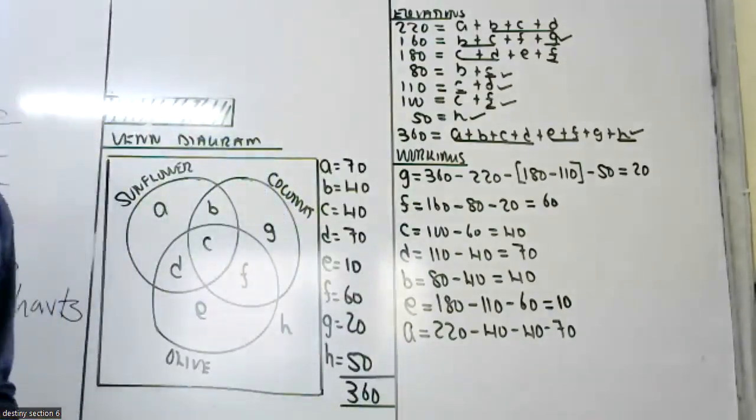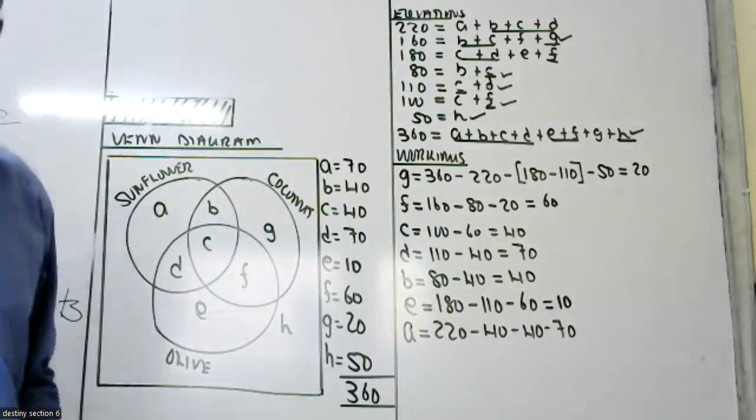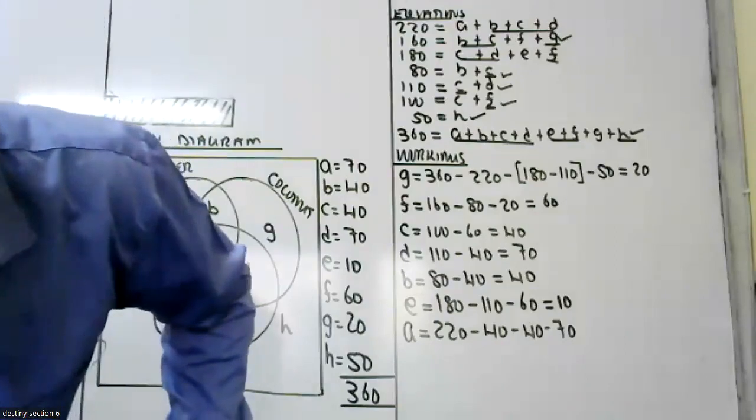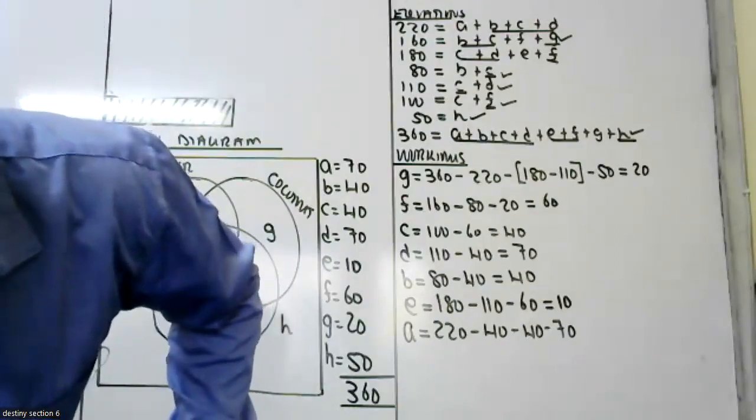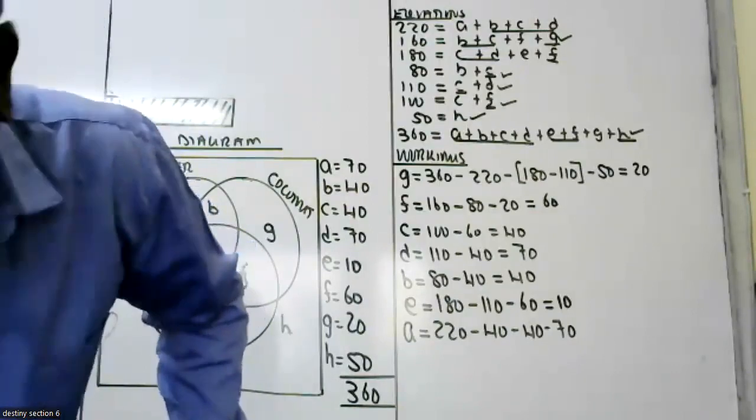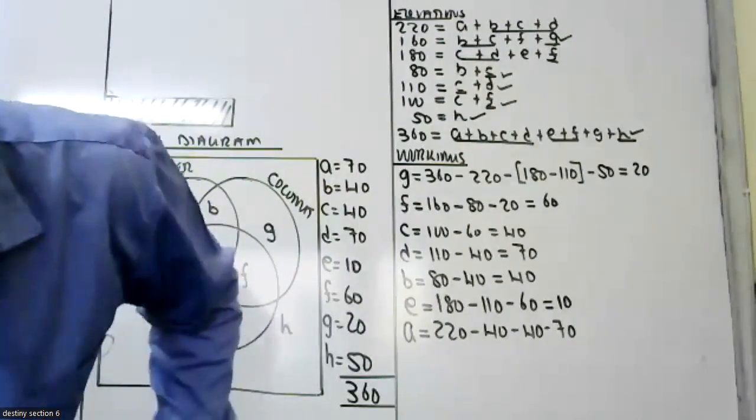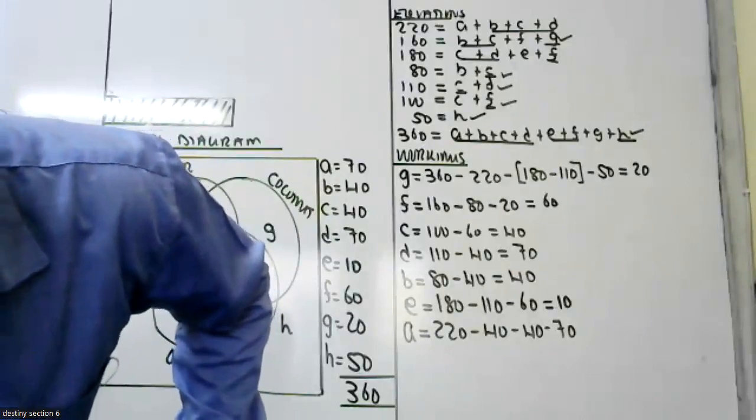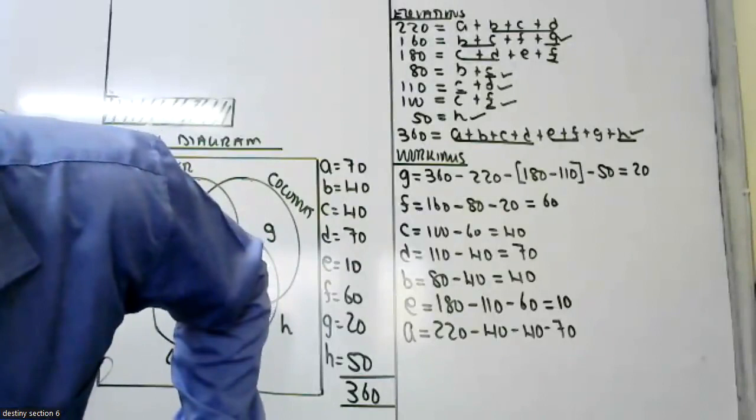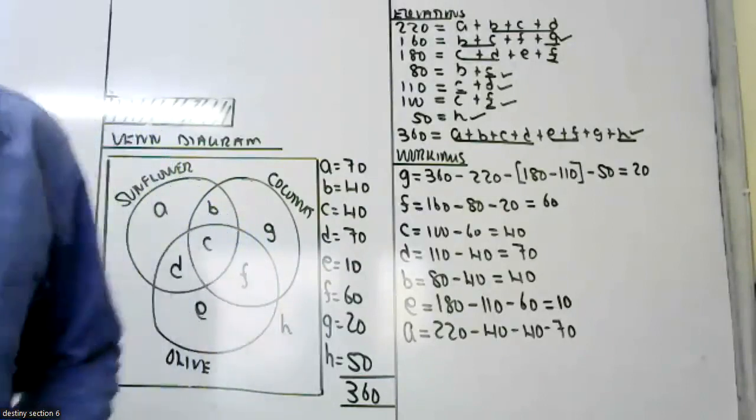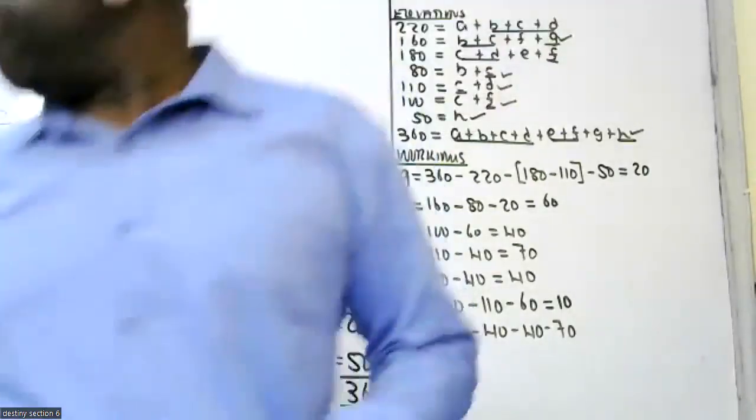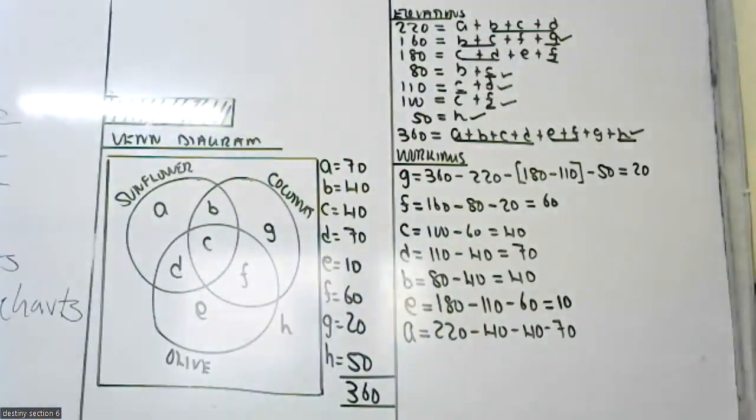So if A is 70, then we have solved everything there. So we have answered, present the above information in form of a Venn diagram. So that is already presented. Number 2, determine the probability that a customer picked at random prefers all the 3 brands. So the probability that the customer prefers all the 3.